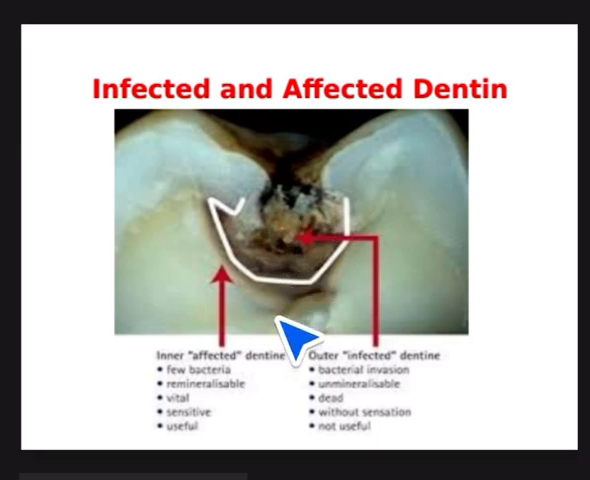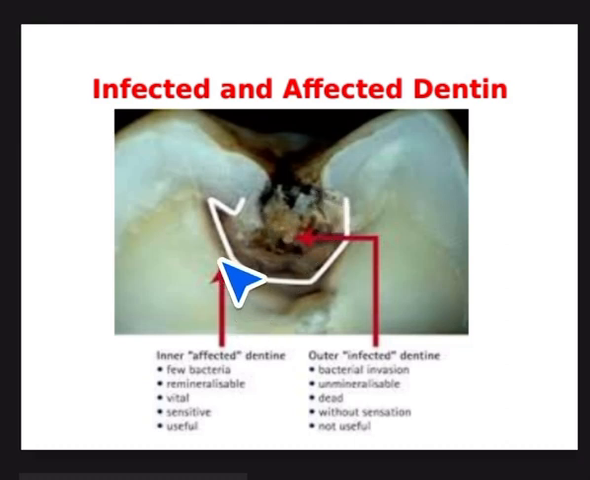It has different zones. You will see this is normal enamel, and this is normal dentine. This area, which you see black, is called infected dentine. It is purulent, it is necrotic, it is irreversible. It has a lot of bacteria, it is unmineralized, it's dead, it doesn't have any sensation, and it's not useful. This has to be removed. Infected dentine has to be removed.